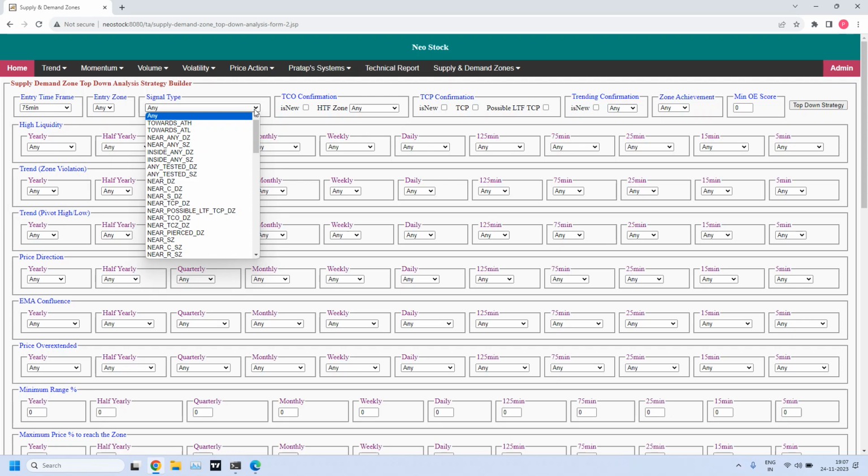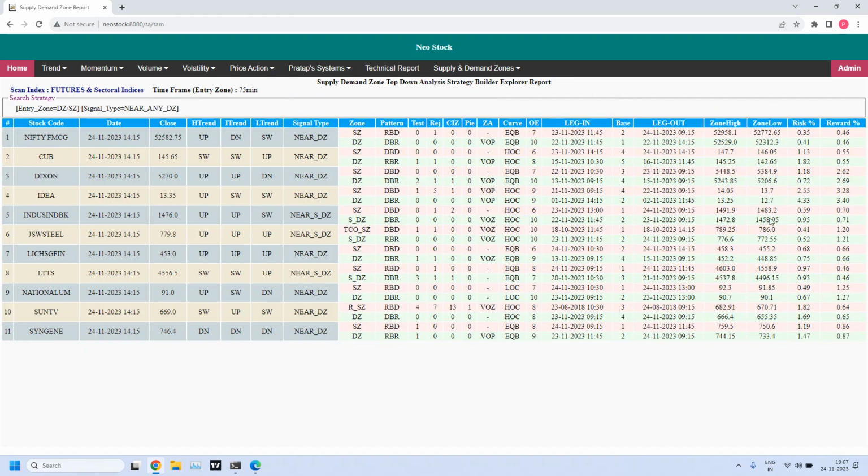Let us find the stocks which are near to the 75 minutes demand zone. So 11 stocks are filtered. We have IndusInd Bank as a high liquidity zone, fresh zone. We have JSW Steel is also high liquidity zone, fresh zone. And the LTTS is a high liquidity zone, but it is already tested 3 times. So we have identified 3 high liquidity 75 minutes demand zones.